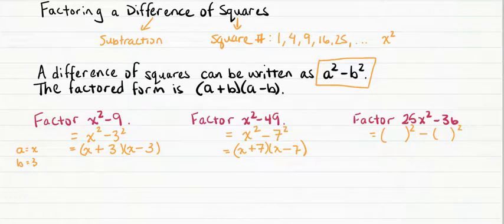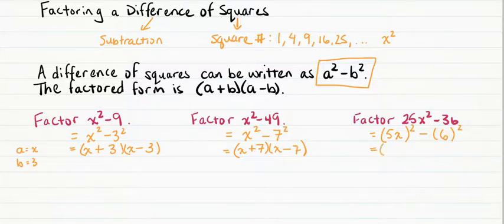So what all squared will equal 25x squared? 5x all squared, because then the squared would apply to the 5. 5 squared is 25, and the squared would apply to the x, where we get the x squared. What squared equals 36? That's 6. So here I have a difference of squares because this is something squared minus something squared. And a in this case is 5x, and b in this case is 6.